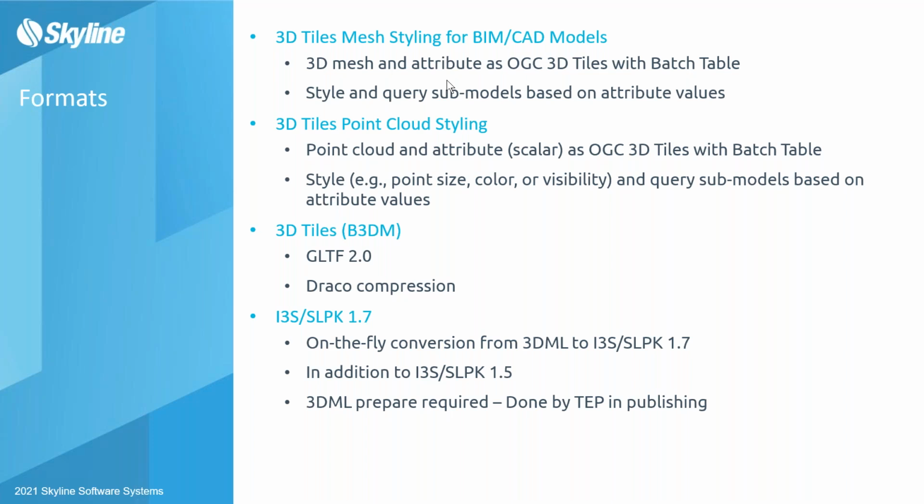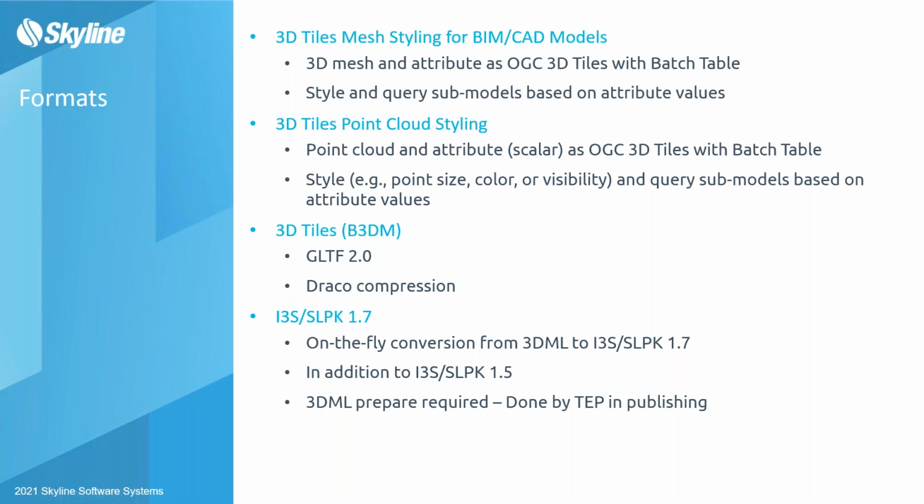When it's being shared out to Cesium, or actually TerraExplorer for Web, which is also based on Cesium, you can extract and query, and we will demonstrate how you can query and get the attribute information stored in the BIM data. In a similar way, you can use that to do styling, for example, color based on attribute values, and also query the submodels based on attribute values. A similar thing is done on the 3D tiles for point cloud styling.